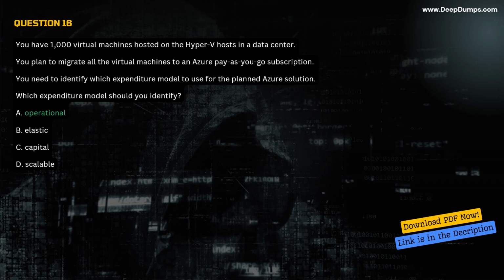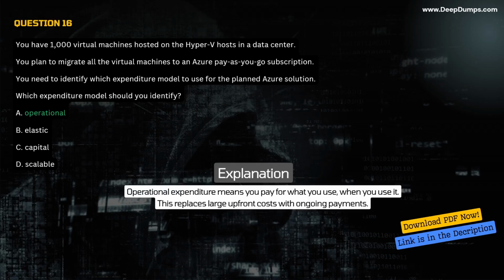Operational. Explanation: Operational expenditure means you pay for what you use, when you use it. This replaces large upfront costs with ongoing payments.